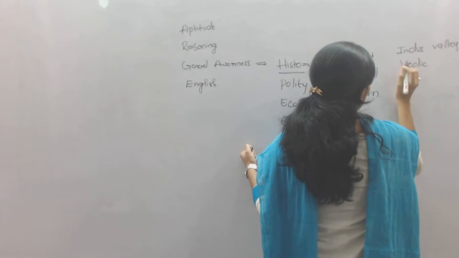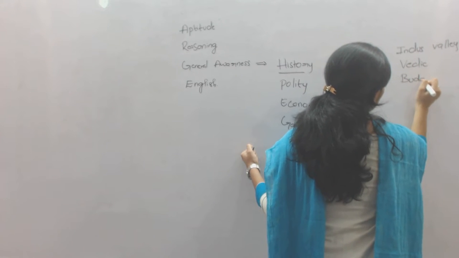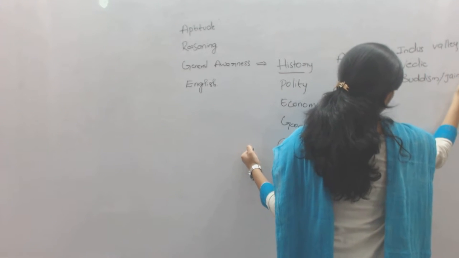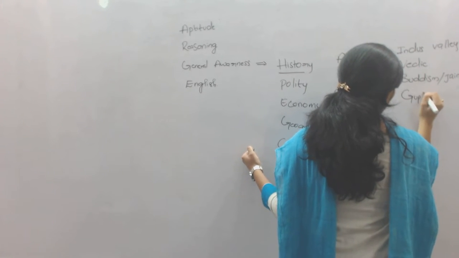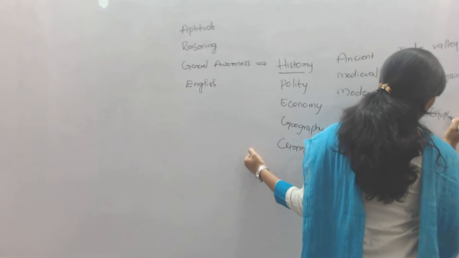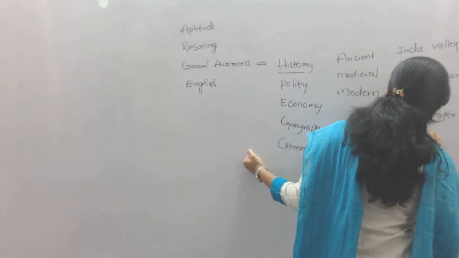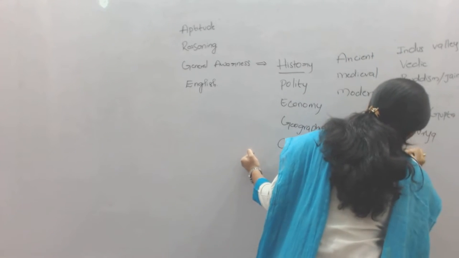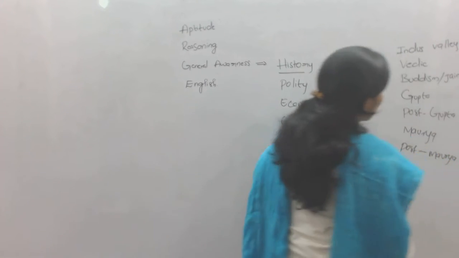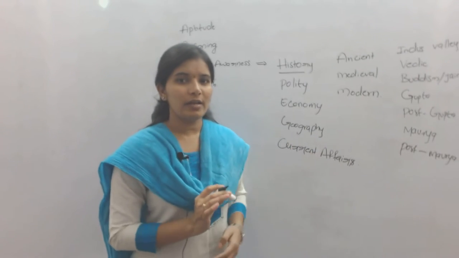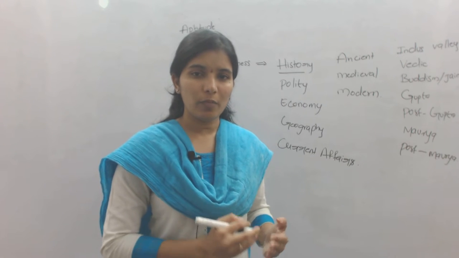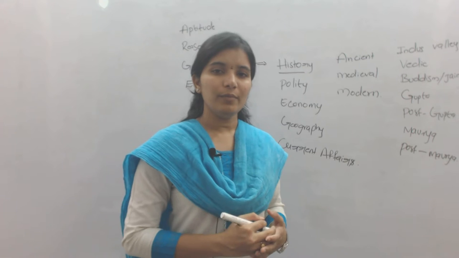Vedic, Buddhism and Jainism, Gupta, post-Gupta, Maurya and post-Maurya. These are the basic topics of history in ancient. What are they? Indus Valley Civilization, Vedic, Gupta, post-Gupta, Maurya, post-Maurya and Buddhism, Jainism.